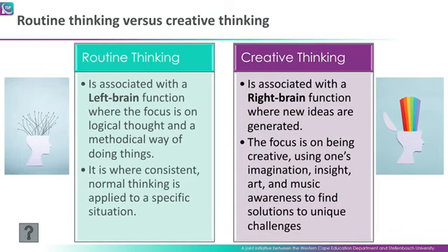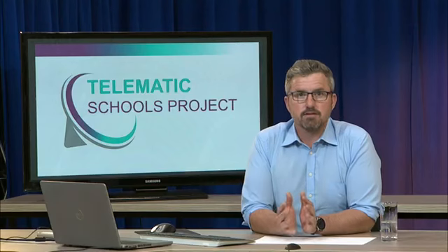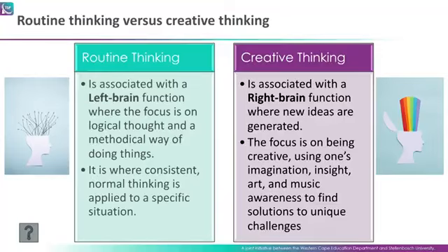Routine thinking is looking at the left-hand side of the brain. This is where you focus on logical thought and methodical ways of doing things. This would be more your mathematicians and your statisticians as well. That's what you would be expecting during routine thinking. One other aspect is routine thinking is where consistent normal thinking is applied to a specific situation. So that is routine thinking.